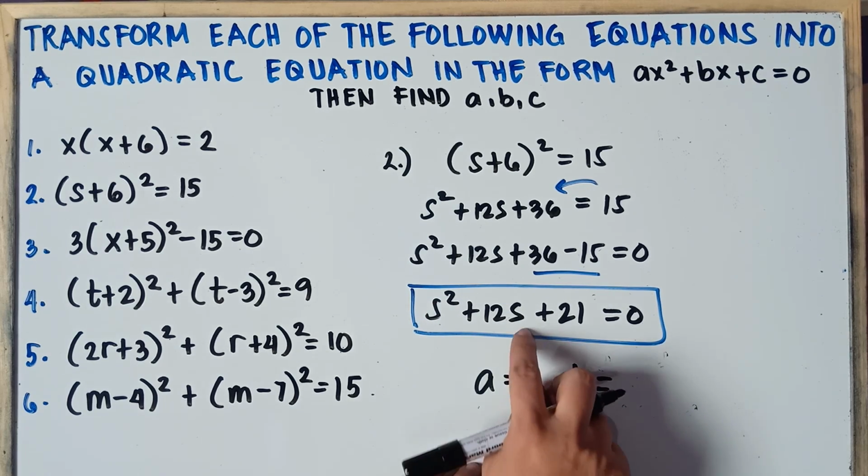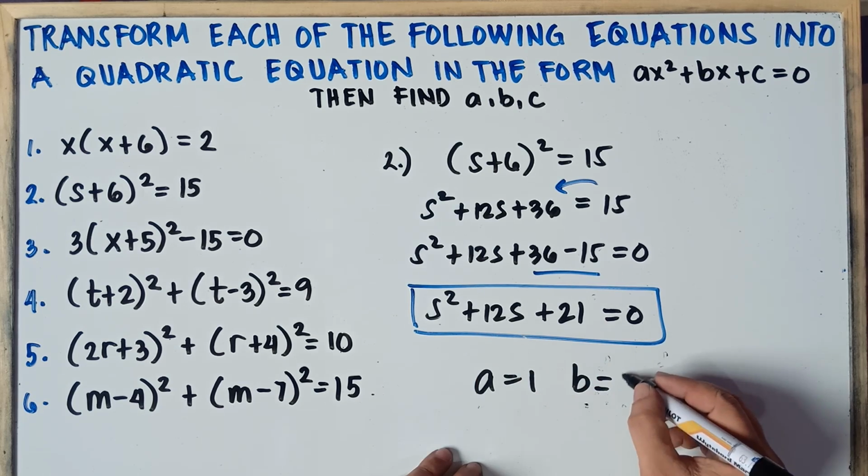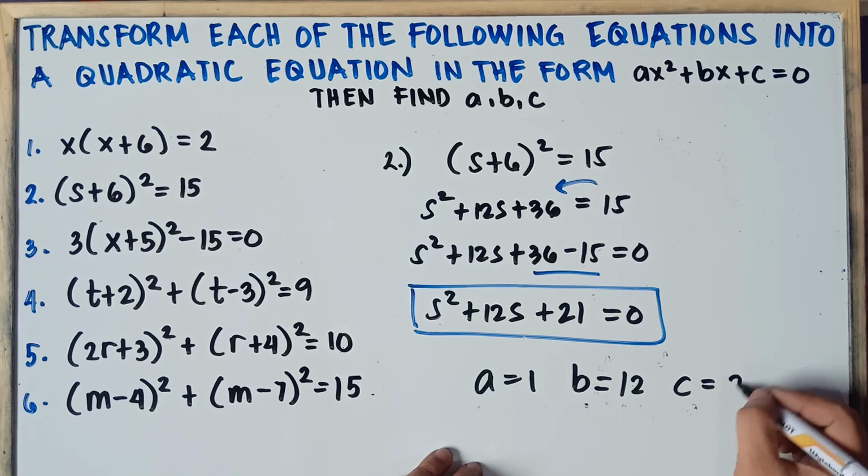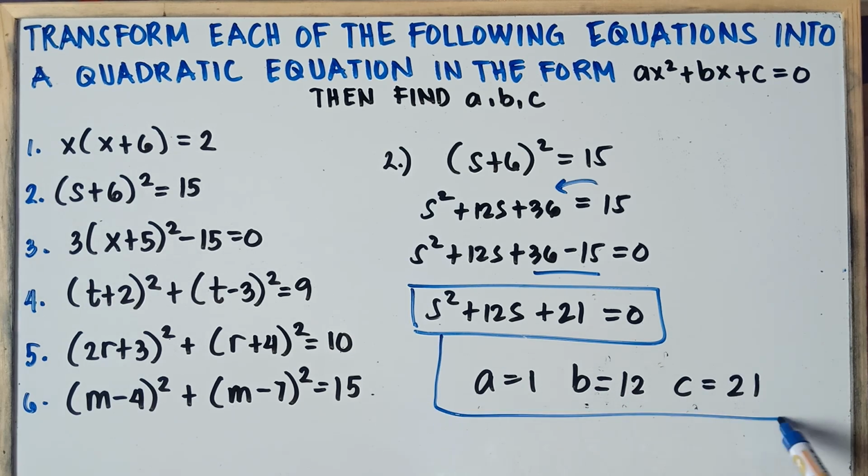Our B is beside S. So our B is 12. And our C is 21. All set. That's it. That's the answer for number 2.